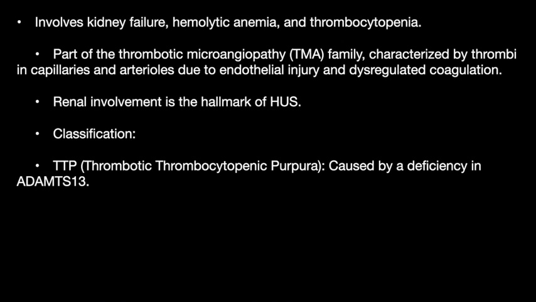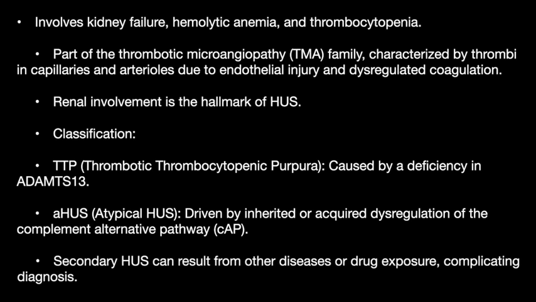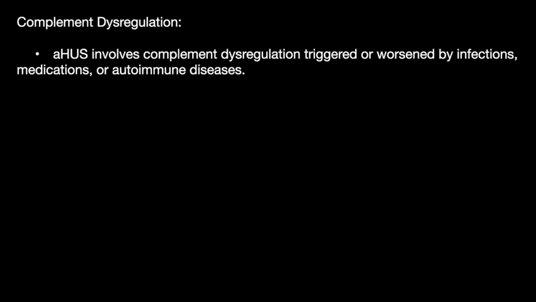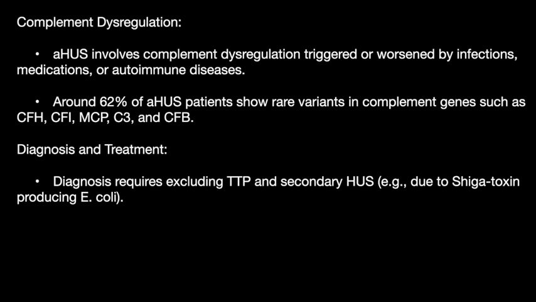The classification is, we have TTP, where there is deficiency of ADAMTS13. We have atypical HUS, which is driven by inherited and acquired dysregulation of the complement's alternative pathway, and secondary HUS, which can result from other disease or drug exposure, complicating the diagnosis. So atypical HUS involves complement dysregulation triggered or worsened by infection, medication, or autoimmune disease. Around 60% of atypical HUS show rare variants in complement genes such as CFH, CFI, and other genes. The diagnosis over here requires excluding TTP and secondary HUS.